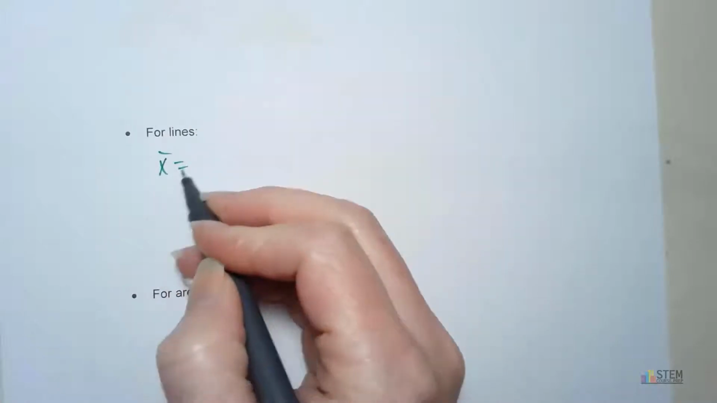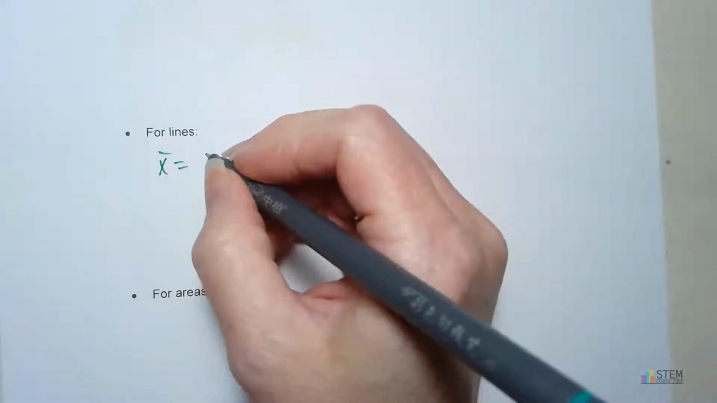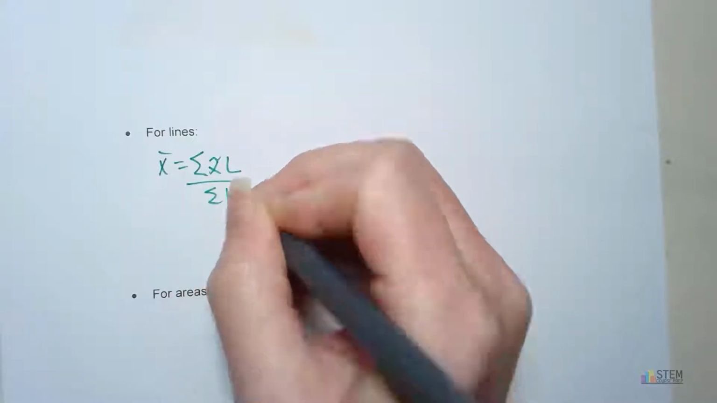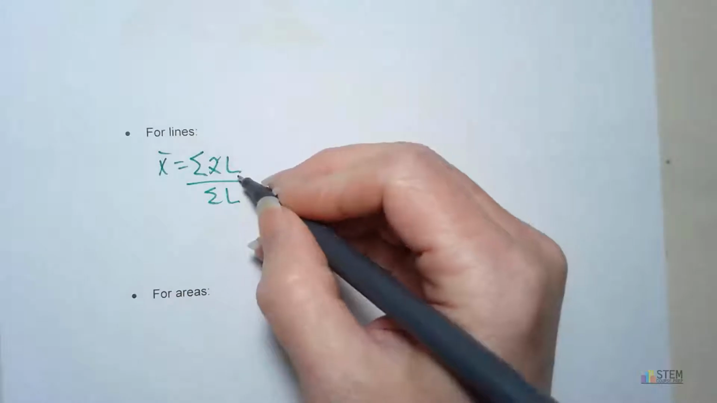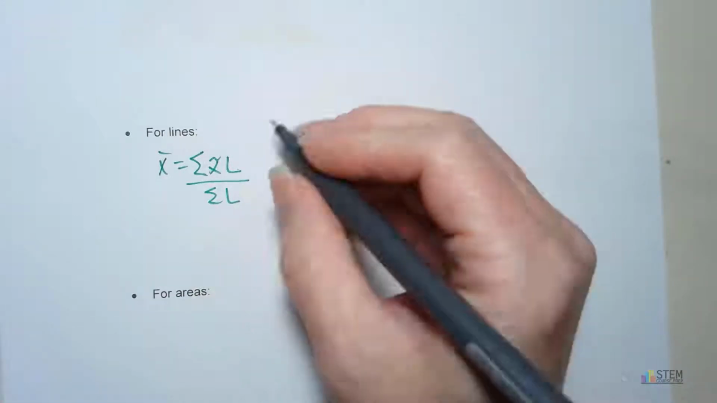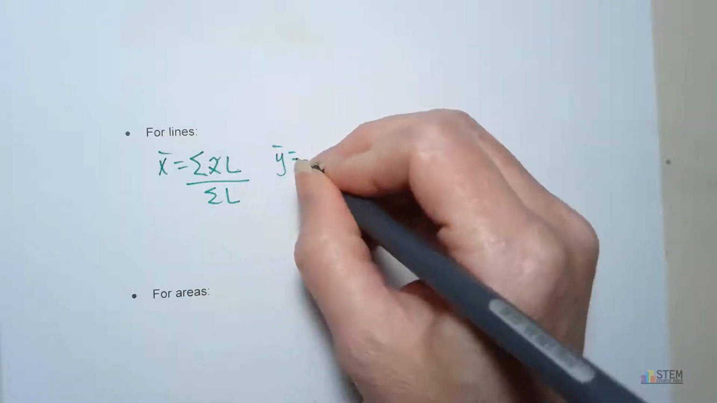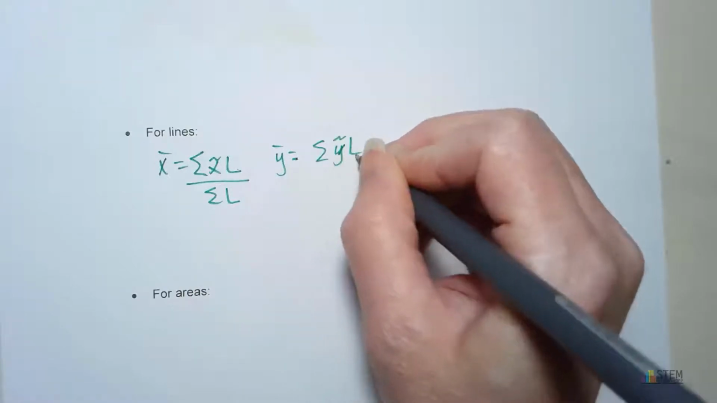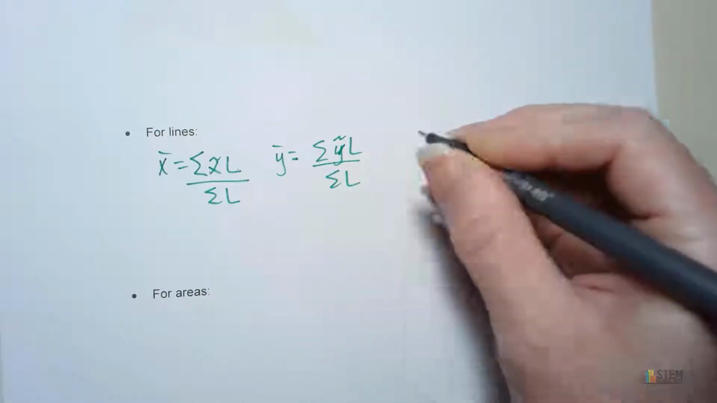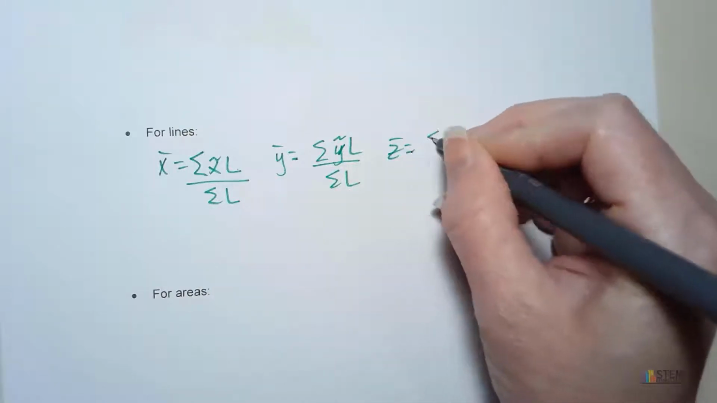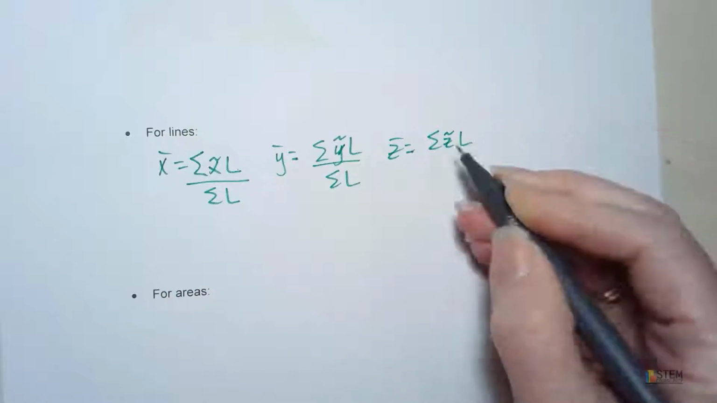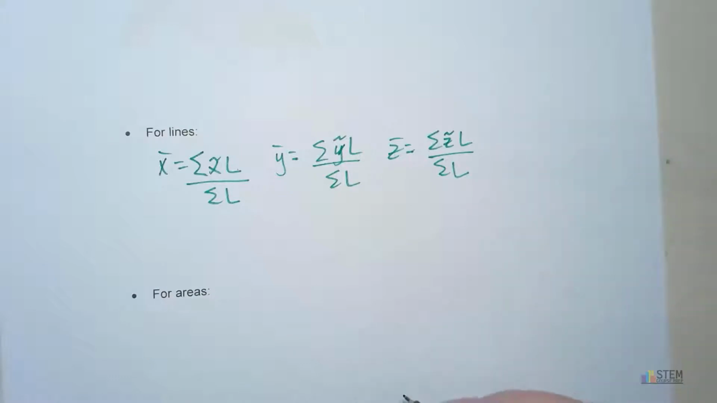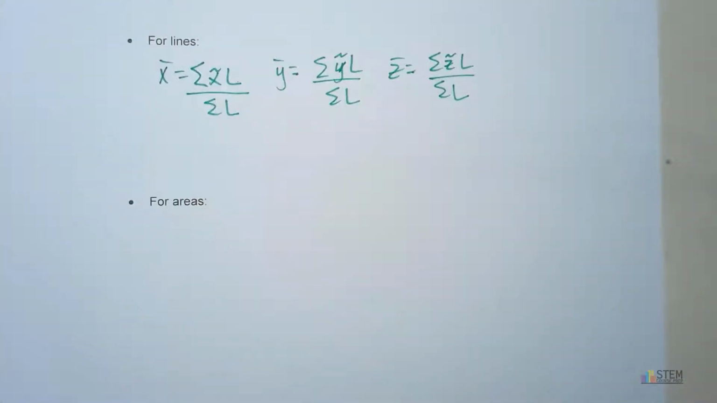So for x bar, and this is for lines, for x bar we're going to have the summation of x tilde times L over the sum of L. And remember, L is the length. Y bar is going to be sigma y tilde times L over sigma L. Finally, z bar is sigma z tilde L over sigma L. That's for lines and rods.